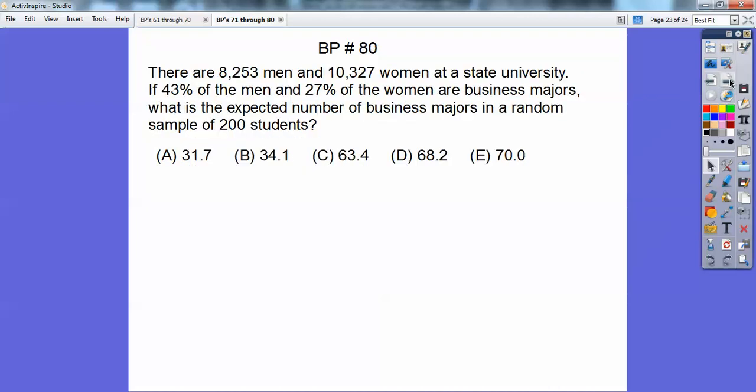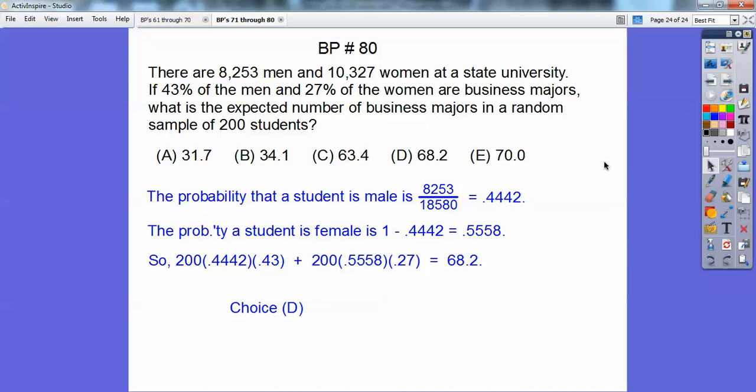All right, there are 8,253 men and 10,327 women at the state university. If 43% of the men and 27% of the women are business majors, what is the expected number of business majors in a random sample of 200 students? What we've got to do is find the probability that the student is male. We add these two numbers up, that's the total, and I take the male divided by the total, and it gets me that.